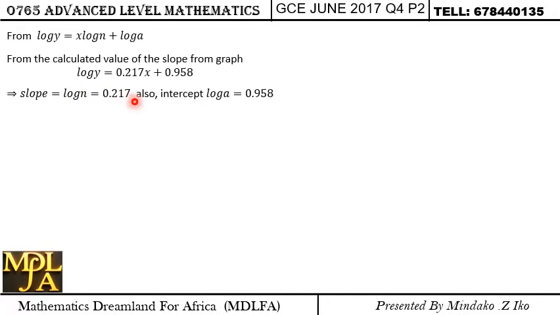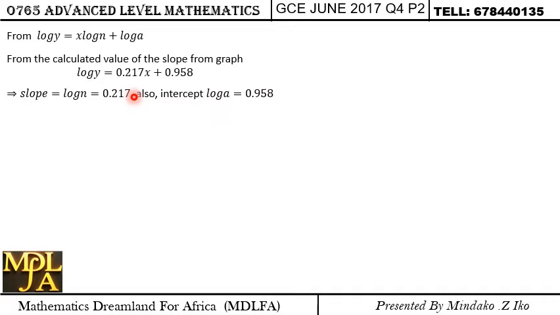0.217. So also for the intercept, we know that our intercept was log a. This is it here. Our intercept is log a, so we have to equate this intercept to this value here, which is 0.958. So our log a is just equal to 0.958. This is not the value of our a. This is the value of log a. So the value of log a is 0.958, and the same goes here. The value of log n is 0.217. Okay, so that is it.